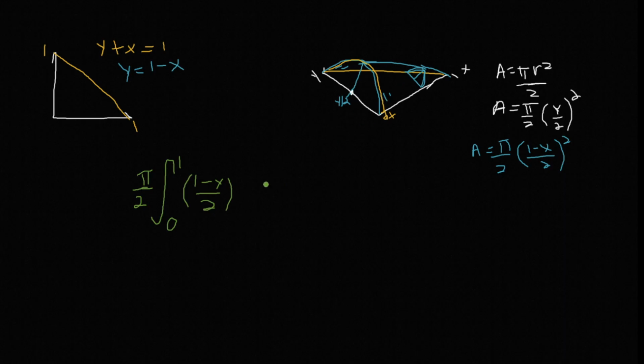Now we need to find the thickness of these rectangles. We have to multiply by the thickness, which is dx. This whole quantity is squared. And this is something you could evaluate. You don't even need a calculator. You can expand this binomial, or you could probably do some kind of u sub. But this is something we can integrate.